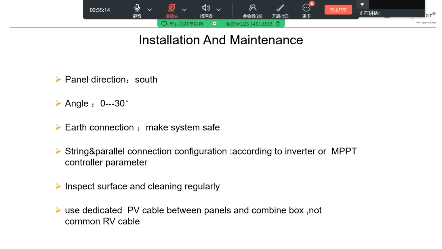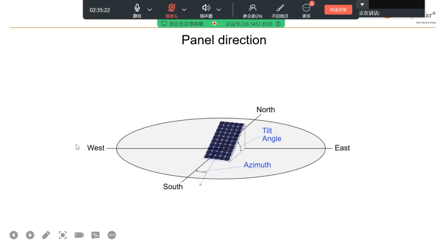So here are the installation and maintenance advice to you. I hope this is useful for you. And here are the pictures of how to install this. This is the west, east, north, and south: face to the south.